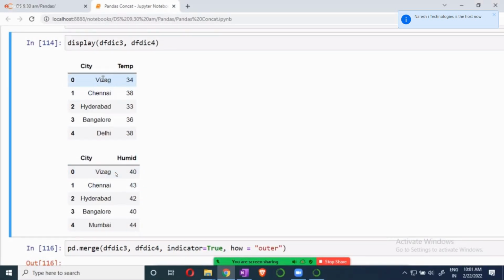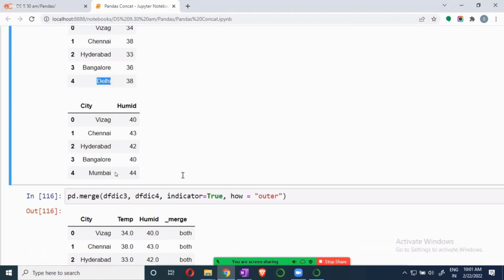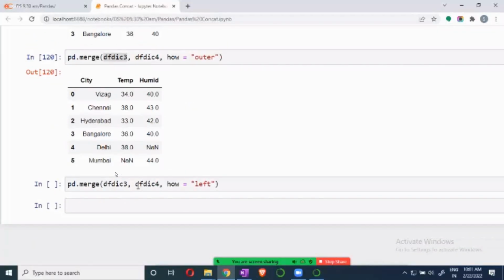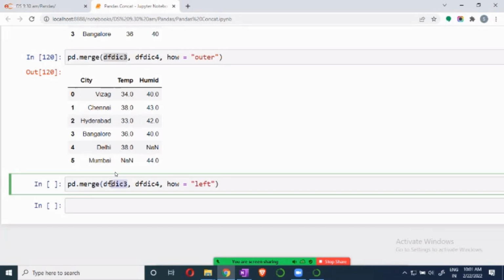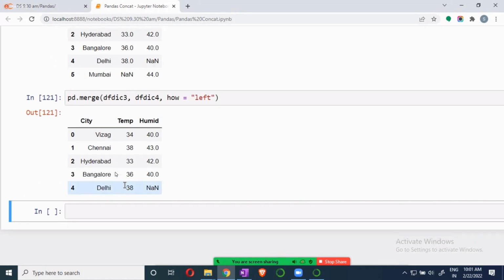Like Vizag, it is having humidity and temperature, Chennai humidity and temperature, Hyderabad humidity, Bangalore humidity. But Delhi is not having the humidity. So Delhi will be printed with the temperature, but it will not be printed with the humidity. It will give us NaN, because it is left centric. Okay, it will take all the values from the left data frame. See this, it will not consider the Mumbai, guys. It will take all the values from the left data frame, and whichever values are matching from the left data frame into the right data frame, only those will be considered.